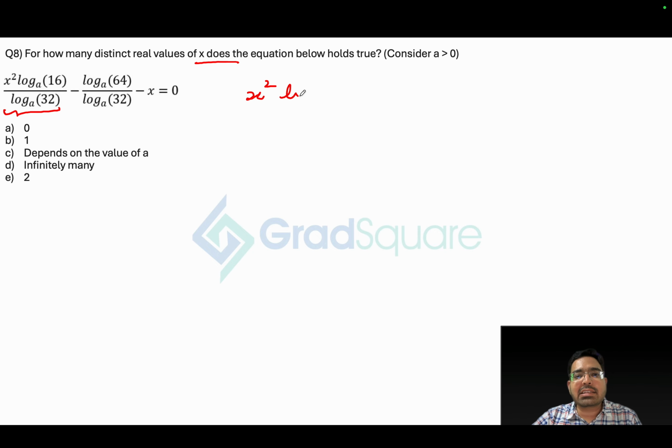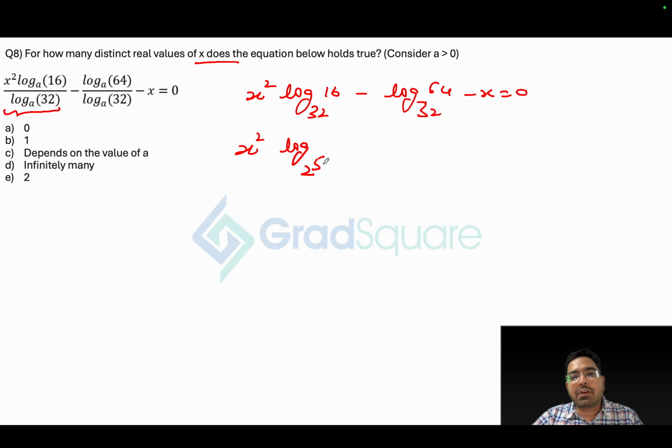We can rewrite this as x square log of base 32 16 minus log of base 32 64 minus x equals 0. This is something that you can write. Now 16 and 32, 64 and 32 all can be written as 2 to the power of something. So now this x square times log base 2 to the power of 5, and this is 2 to the power of 4. So 2 to the power of 4 is the input value, 2 to the power of 5 is the base. Similarly, the next term can also be simplified as 2 to the power of 5 in the base, and 2 to the power of 6 is the input value of the log, minus x equals 0.